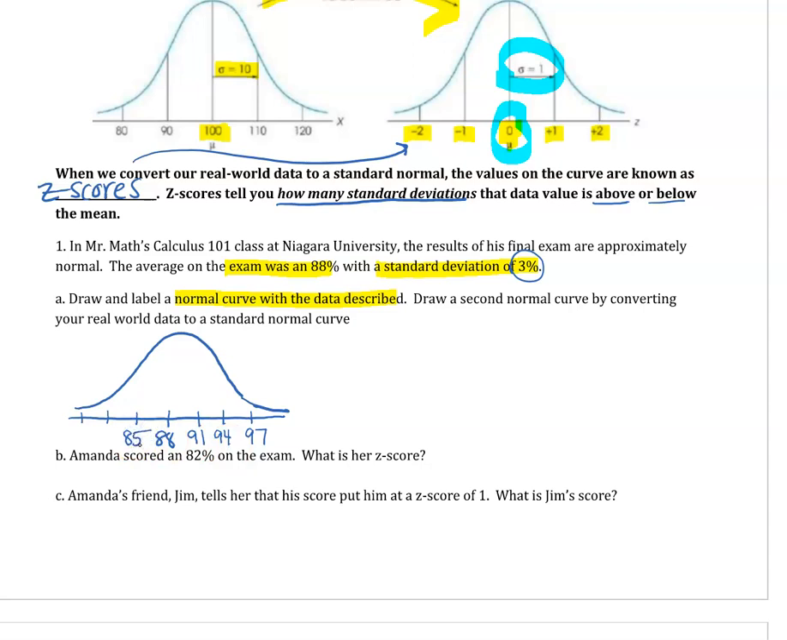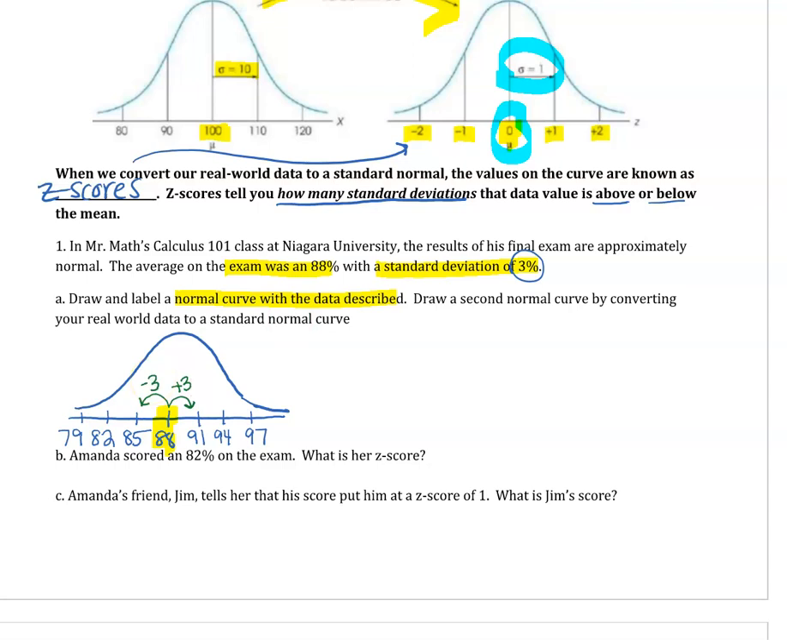So subtract 3, subtract 3, subtract 3. So again, this is your mean, this is your center. The standard deviation is 3. So that's all I'm doing is adding or subtracting 3 from either side of that mean.